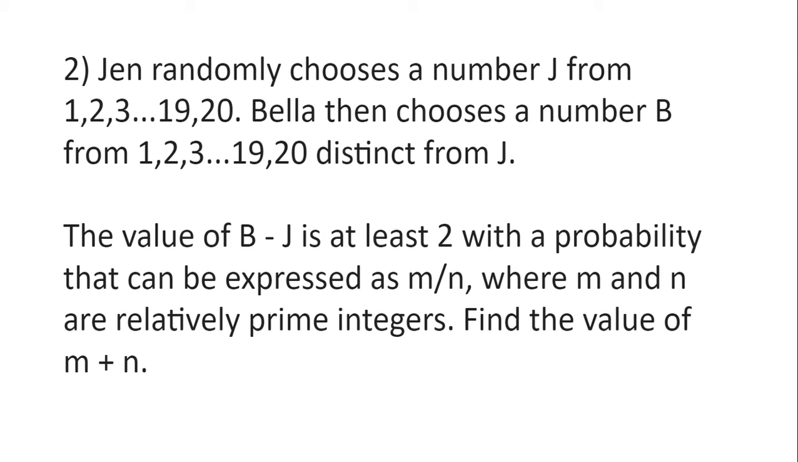Jen randomly chooses a number j from 1, 2, 3 all the way to 20. Bella then chooses a number b from 1, 2, 3 all the way to 20, distinct from j. The value of b minus j is at least 2, with a probability that can be expressed as m divided by n, where m and n are relatively prime integers. Find the value of m plus n.